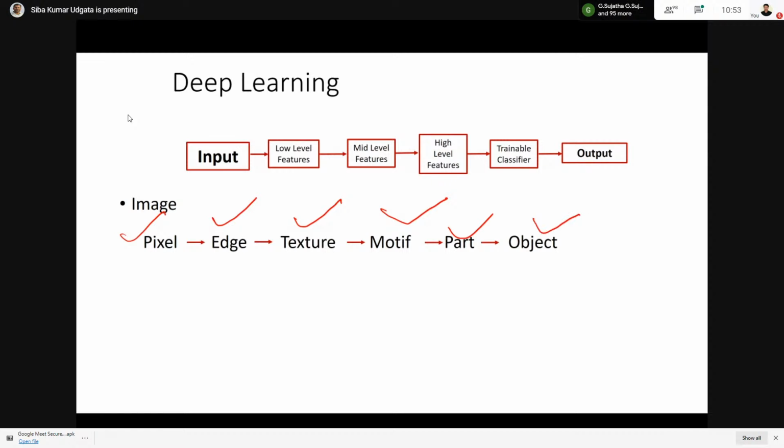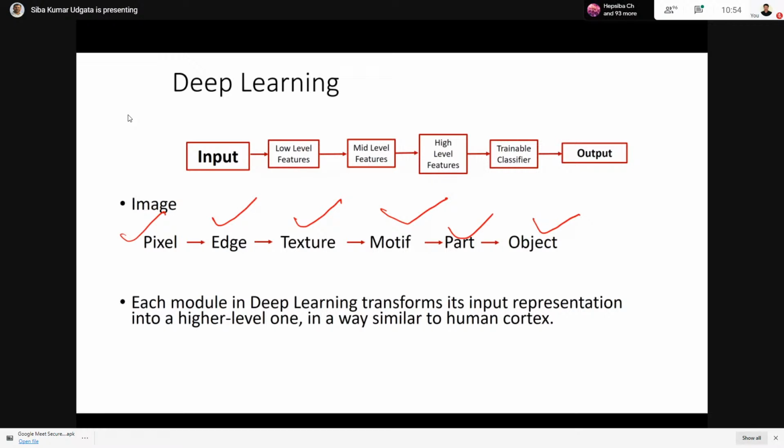For example, you take a face image, right? From the face image, you first find out the edges. The edges, only the edge, means a line image actually. Now once you get the line image, then you get the texture, the various textures of the face. Then you get the motif, and then you find there is a nose, there are two eyes, there is an ear, there are hairs, there are lips. And finally you say that okay, it's a human face or whatever it is.